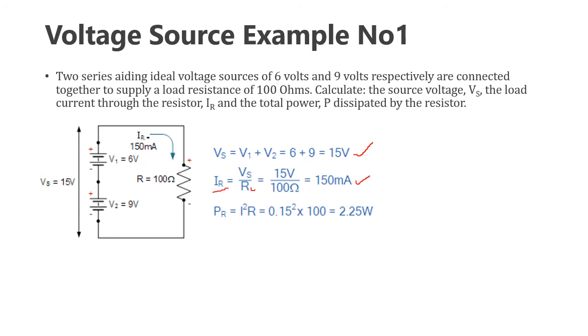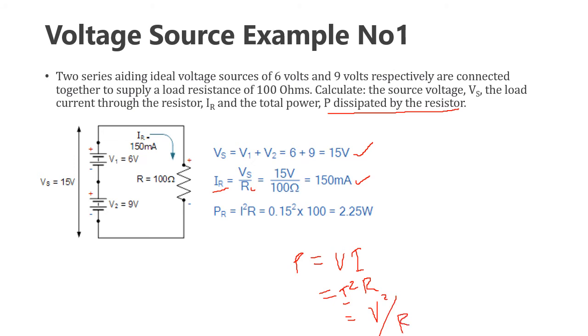Then we have to find the power P dissipated by the resistor. P will be equal to V into I. Another equation is I squared R. We have learned three equations: P is equal to VI, P is equal to I squared R, or P is equal to V squared by R.